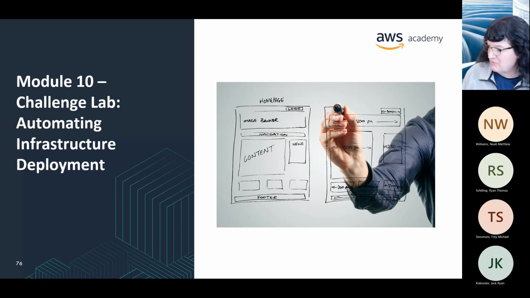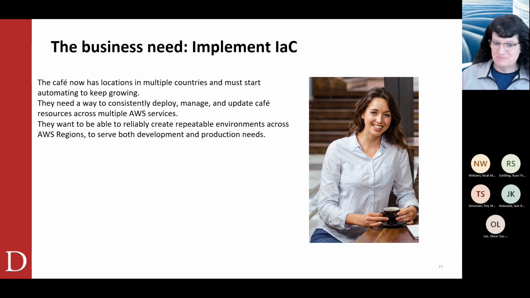So our friends in the cafe want to implement infrastructure as code. In order to implement infrastructure as code, we need to use code to actually do our deployments. So the cafe now has multiple locations in multiple countries. They're doing really, really well now. And now they have a bigger problem: how do you actually manage this really complex environment?